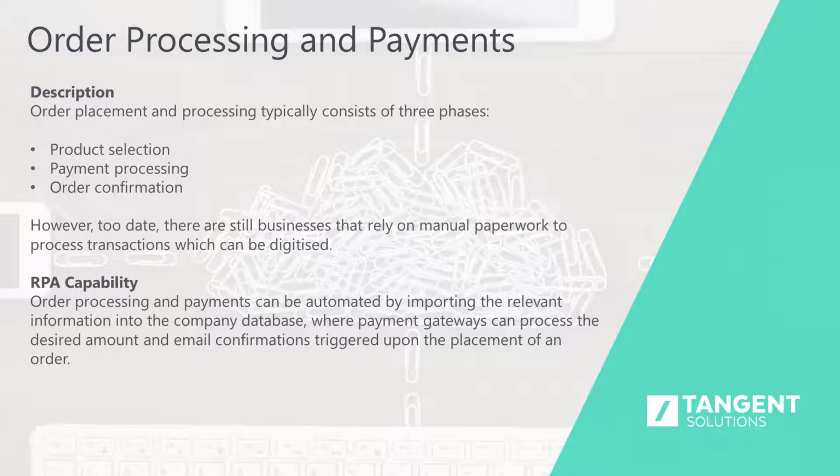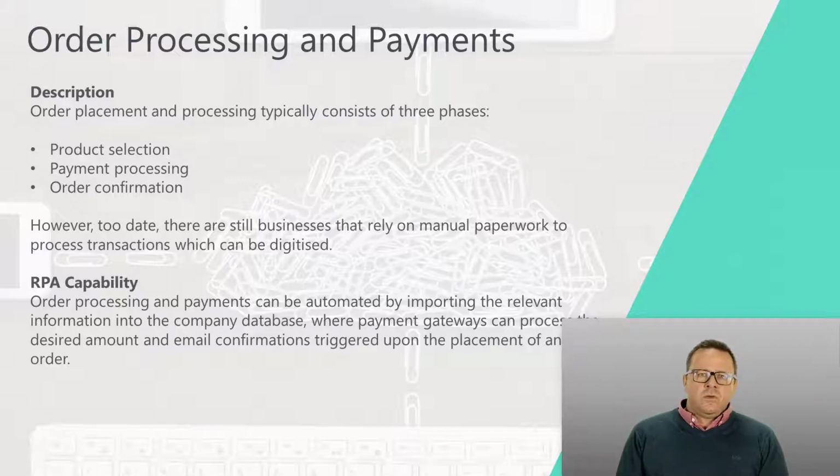Order processing and payments can be automated by importing the relevant information into the company database, where payment gateways can process the desired amount and email confirmations triggered upon the placement of an order. I would now like to show you a video of one of our robots completing purchase order processing. I hope you enjoy.